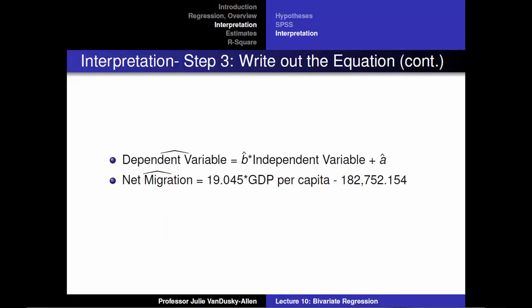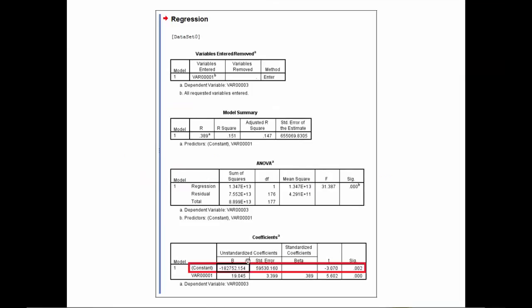So our equation would be net migration hat equals 19.045 times GDP per capita minus 182,752.154. Note that I subtracted a hat because a hat is a negative number.